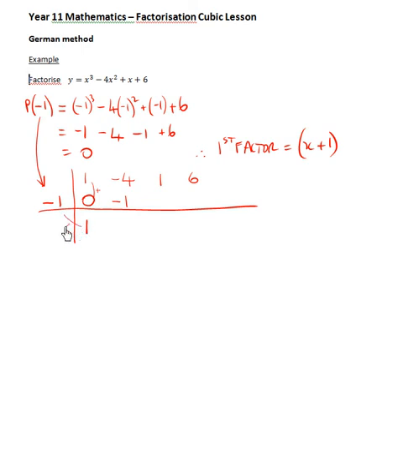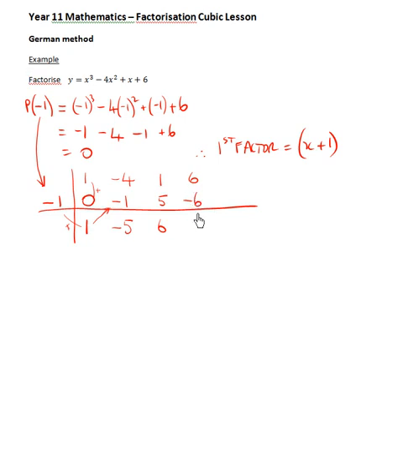You multiply the negative 1 by the 1 and you put your result underneath the next location. Then you add them. Negative 4 plus negative 1 is negative 5. Then you multiply minus 1 by minus 5, which is positive 5, and you put the result underneath. Then you add the 1 and the 5 and you get 6. Then you multiply the negative 1 by the 6 and you put the result under the 6.